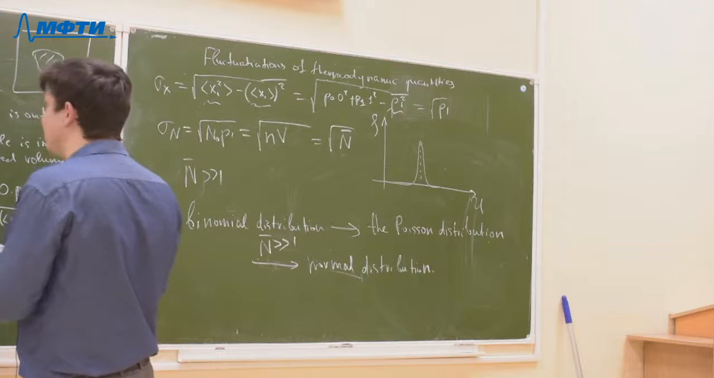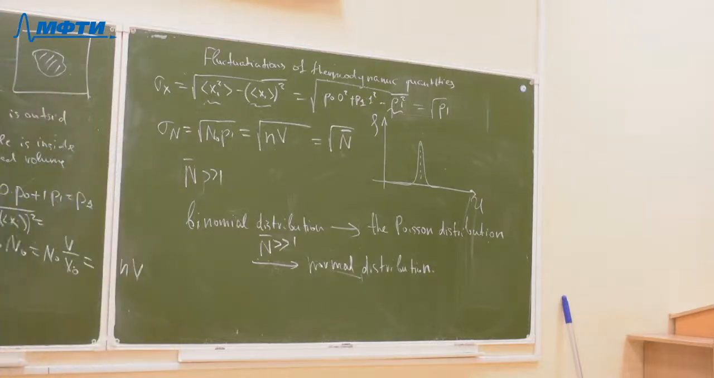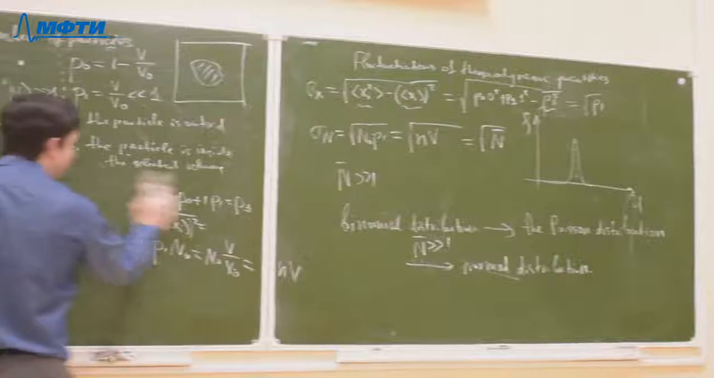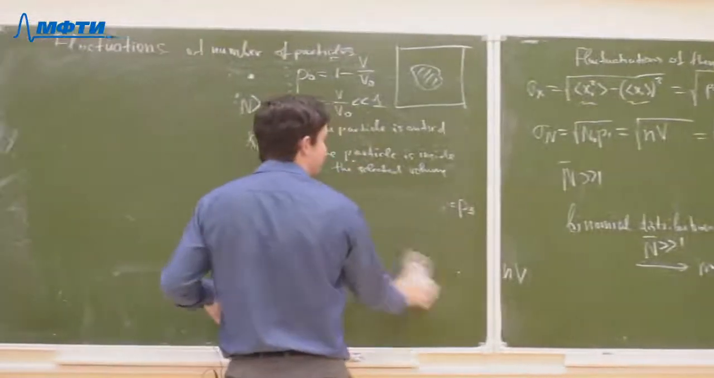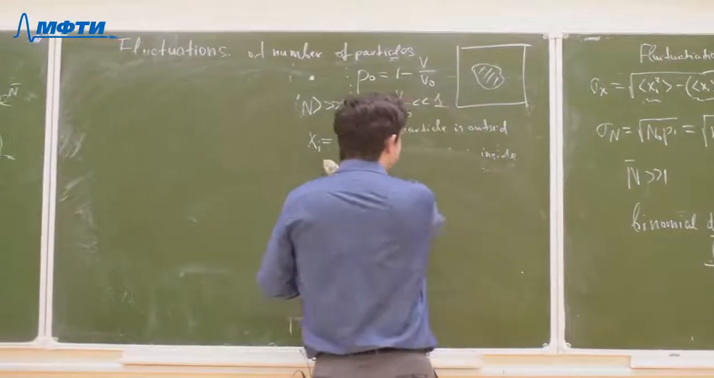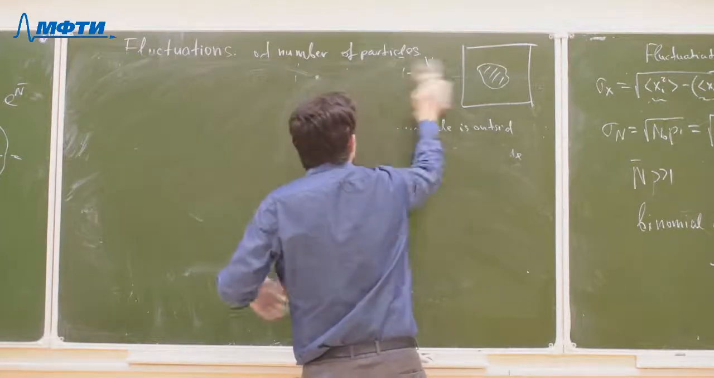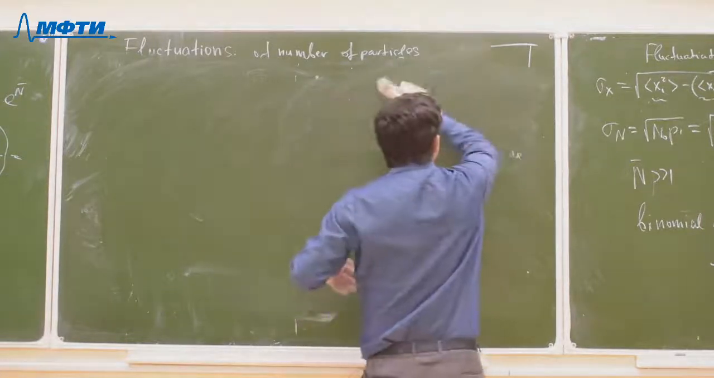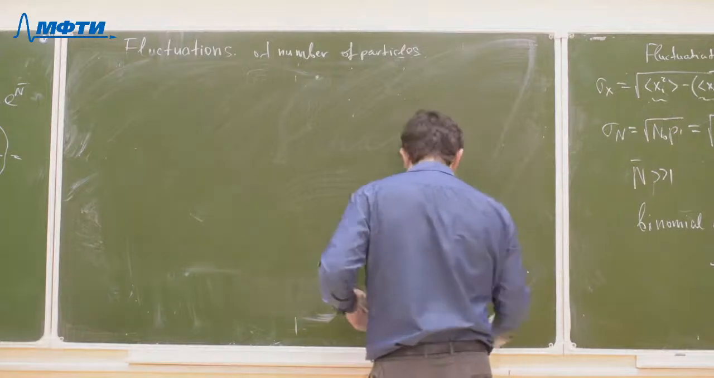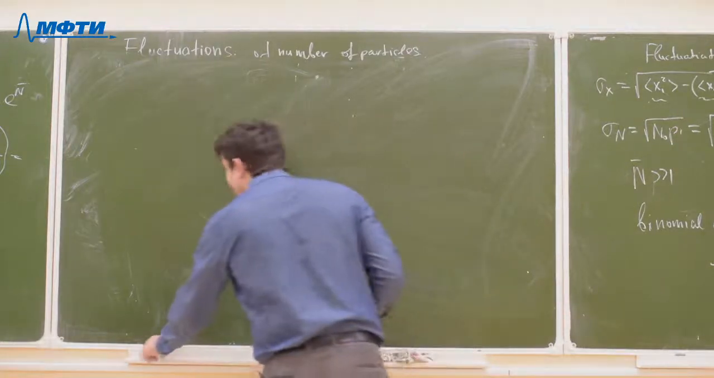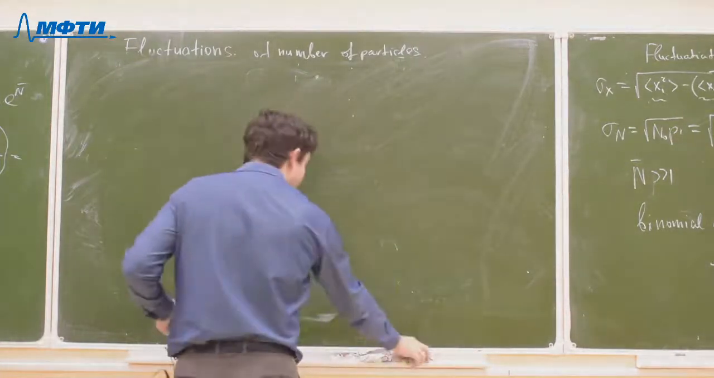Okay, now let's proceed further and discuss fluctuations of volume. Previously, we have discussed fluctuations of energy and fluctuations of number of particles. Now let's discuss fluctuations of volume.